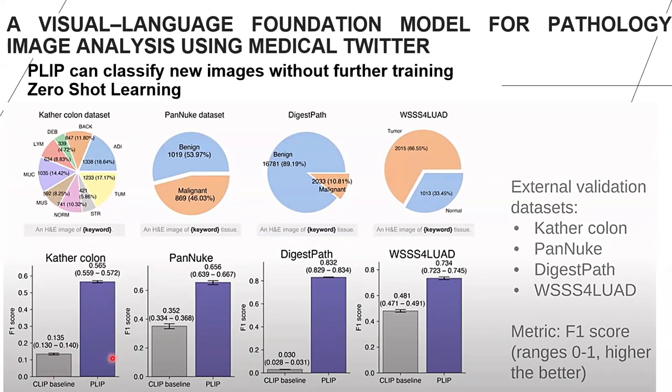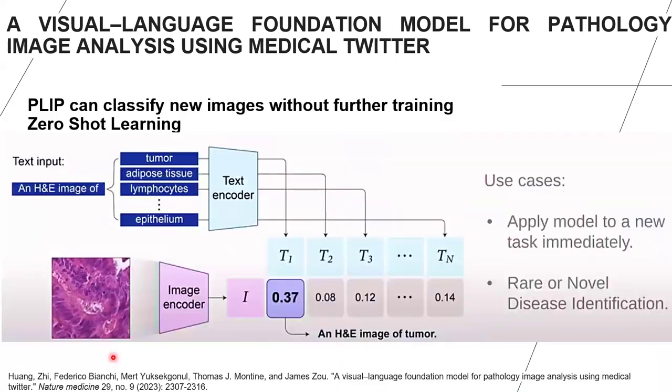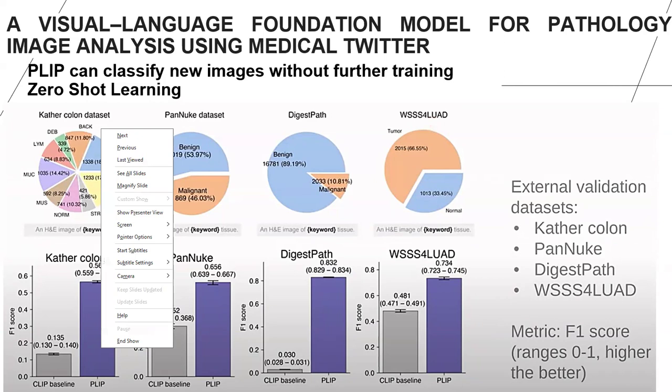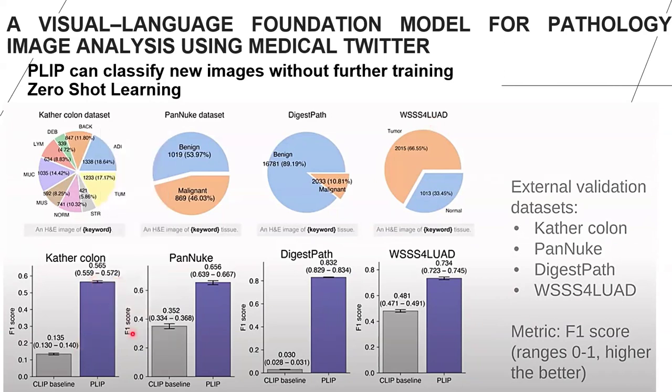So if we see for Kather colon, it has improved far better than the CLIP model. Then PanNuke, we can see that the PLIP model performed better than the CLIP model. Similarly, in DigestPath also, it performed far better than CLIP. Similarly, in this dataset also.